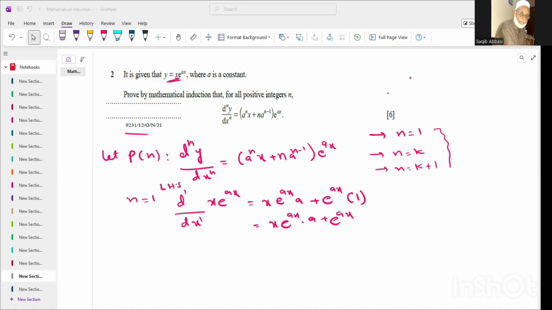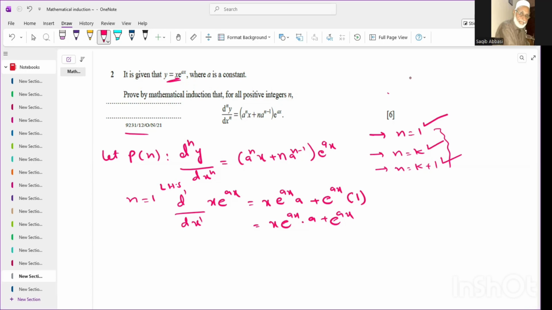Here we have a question. The topic is related to mathematical induction. We know that mathematical induction is related to three steps: number one, n equal to 1, n equal to k, and n equal to k plus 1. First of all, we prove any question by using these three steps.